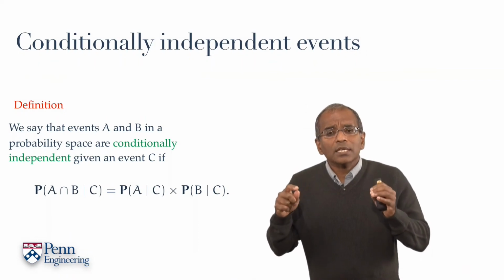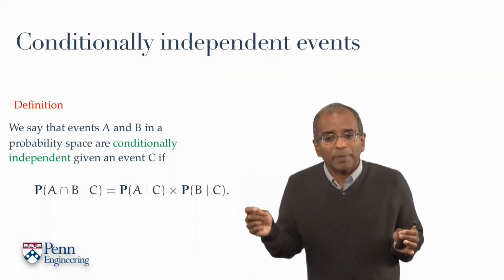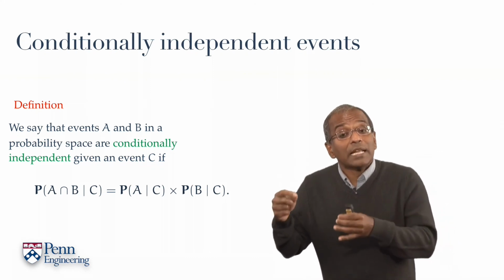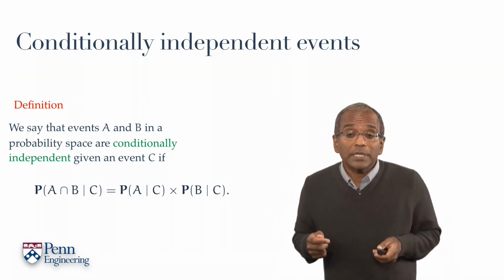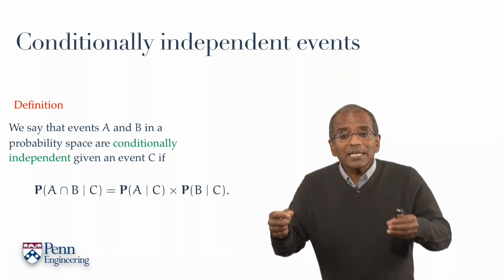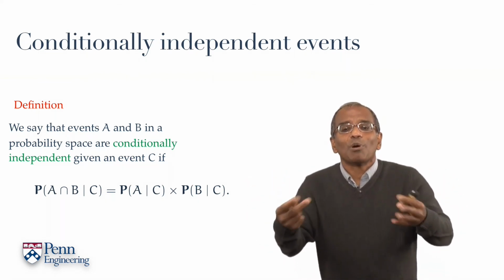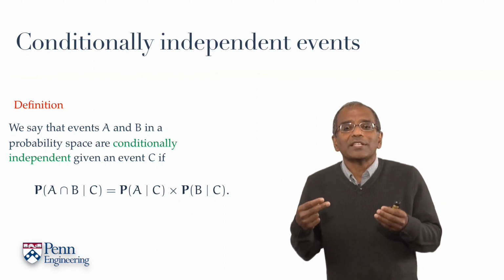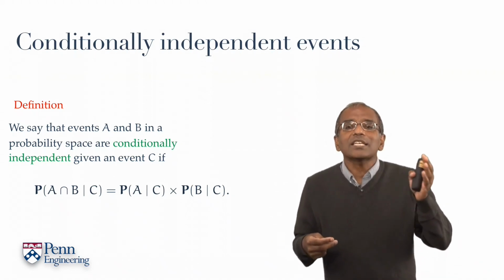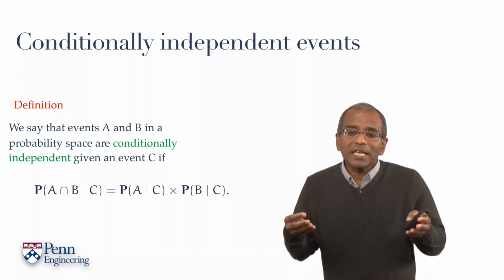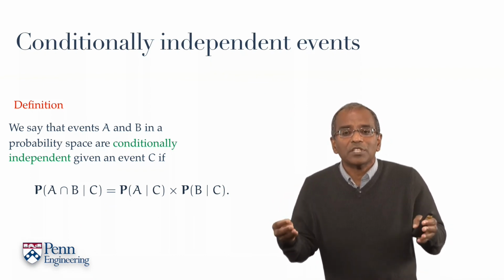So we'll say that two events A and B in some probability space are conditionally independent given an event C of some positive probability, if indeed a rule of products emerges for conditional probabilities. The probability of A intersection B, given that C has occurred, is equal to the probability of A given C times the probability of B given C.